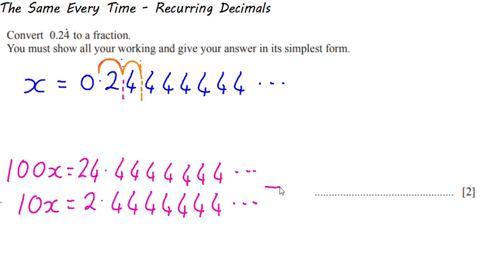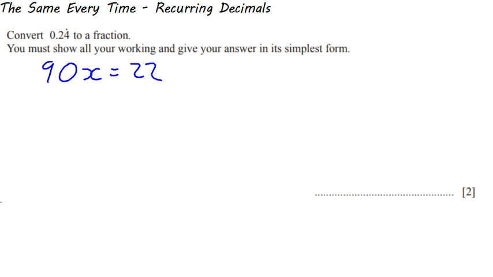So we subtract: 100x take away 10x gives me 90x. All the 4s on the right-hand side will cancel out, but 24 minus 2 is going to be 22. So I get 90x equals 22. And again, clearing a bit of space there, I've got 90x equals 22, so my fraction then is 22 on that side, divided by the 90 on that side.